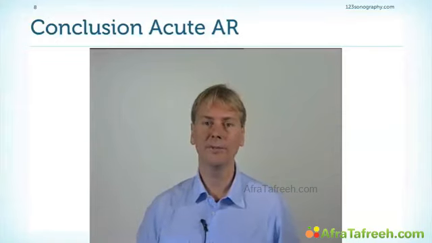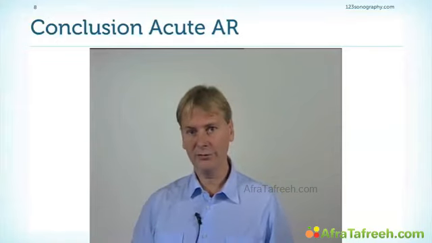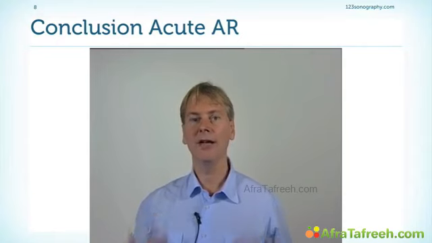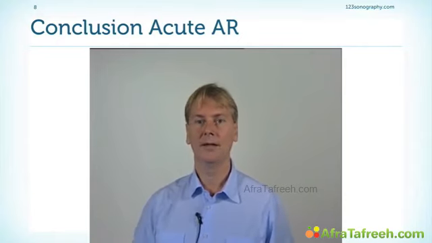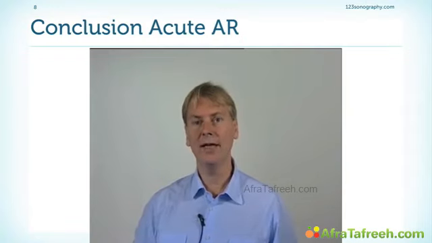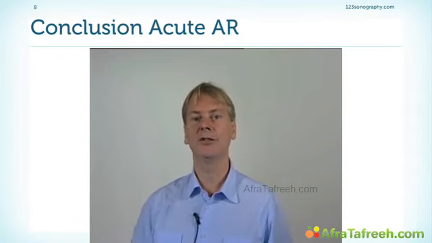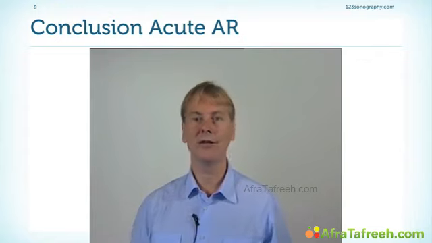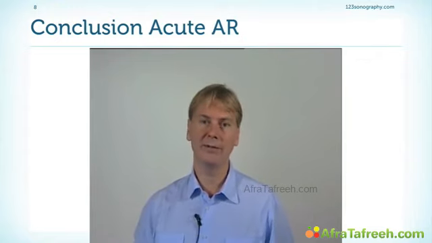So in conclusion, in comparison to chronic aortic regurgitation, we have very high end diastolic pressures and we have a small ventricle. Now that we've seen how to quantify and to assess aortic regurgitation, let's take a look now at how echocardiography can help us in the management of these patients.